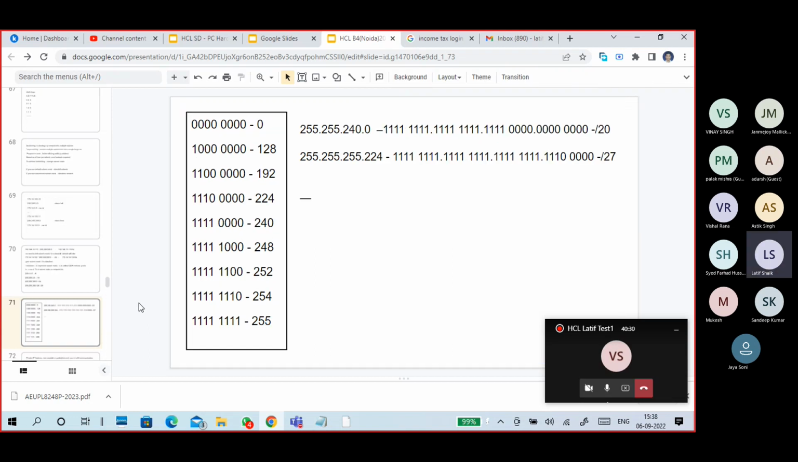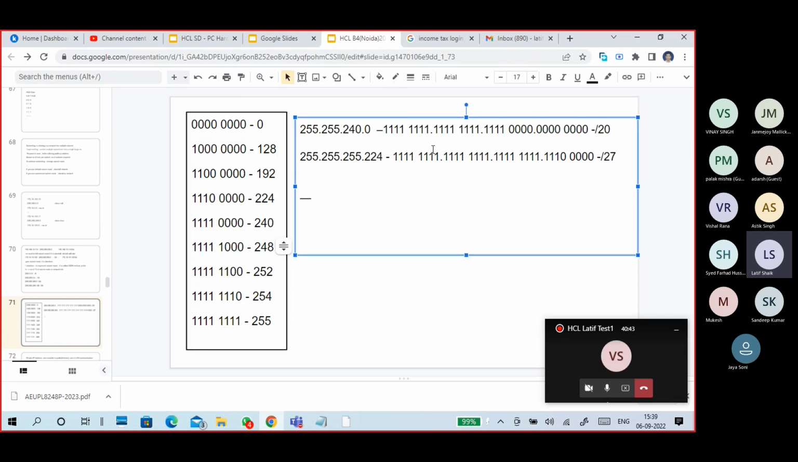Try to understand, guys. These are the different numbers. I said now 1 and the remaining are zeros. It's 128, 192. For example, you see /20 means this is the way to write /20.